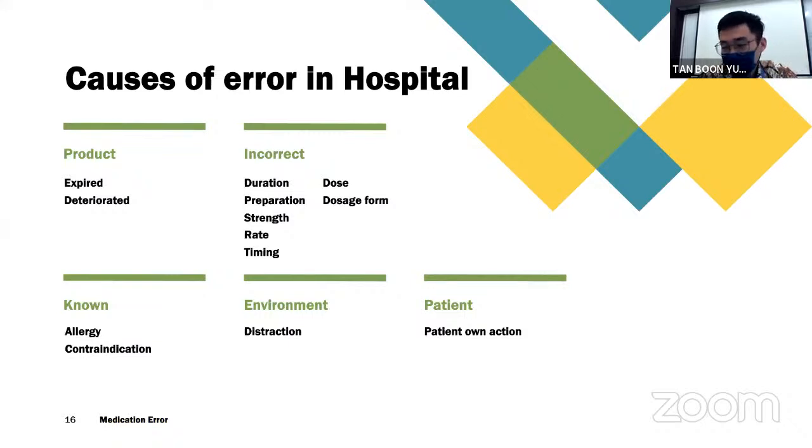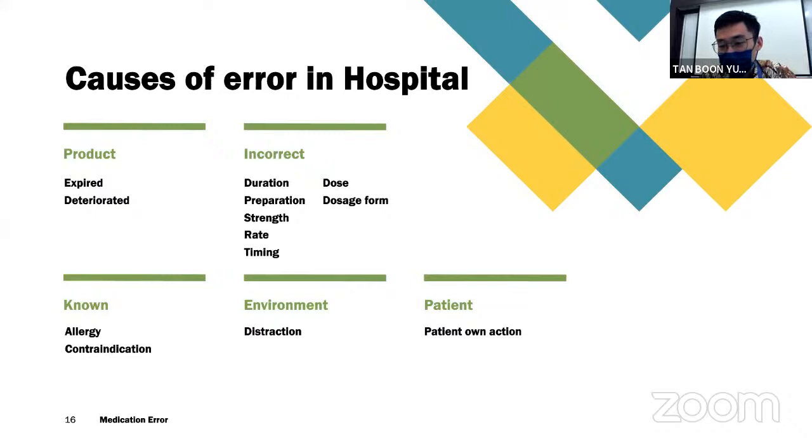So just now we have a category of medication error, which is the deteriorated error. Okay, and then we have incorrect duration, dose, preparation, dosage form, strength, rate, timing. So when we administer the incorrect one of these, it can cause a medication error. Then if there is a known allergy and contraindication, but we want to serve the medication, it can cause a medication error. And environment, distraction, okay, and patient own action.